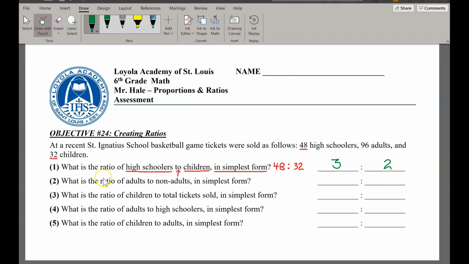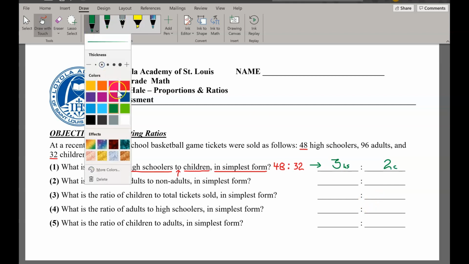So, the ratio of high schoolers to children, the comparison between the number of high schoolers and the number of children at this game is 48 high schoolers to 32 children. Simplified by dividing by 16, this simplifies down to a ratio of 3 to 2. There are 3 high schoolers for every child. All right, let's move on.